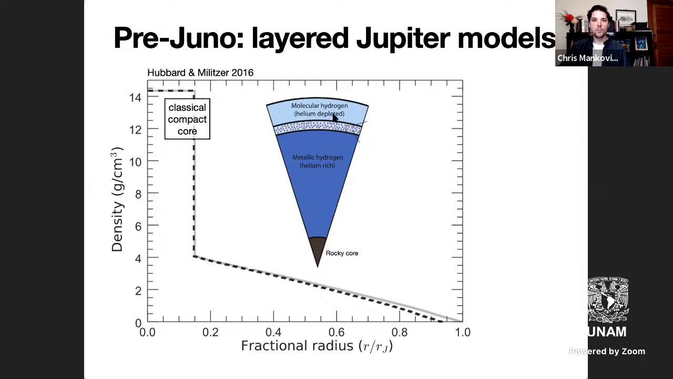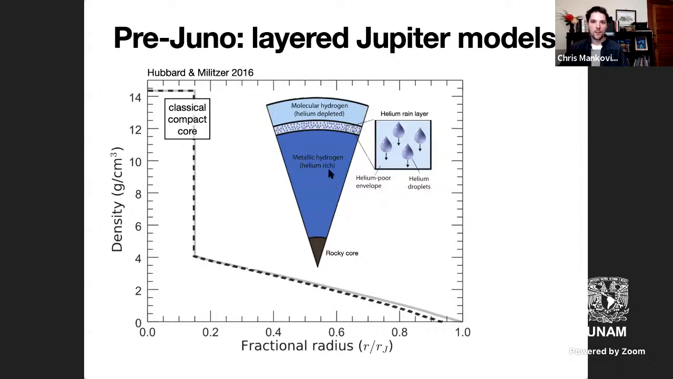There's also something else going on, which is indicated here in this layer, and also in the fact that the outer envelope is said to be helium depleted, while the inner region is helium rich. And what this is, is a helium rain layer. So something related to the fact that hydrogen becomes a metallic fluid as you increase the pressure is the fact that the helium, which remains neutral, tends to come out of solution.